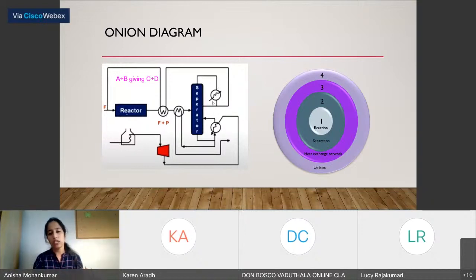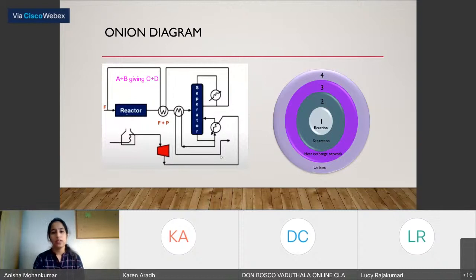So all these heating and cooling operations fall under the heat exchange network. In between, when the reaction is happening and the product is getting produced, even then heating and cooling is happening. So these are heat exchange networks too. For this heating and cooling to happen, you need utilities like steam, water, air, or refrigeration, anything like that. Those utilities fall in the last core of the onion diagram.